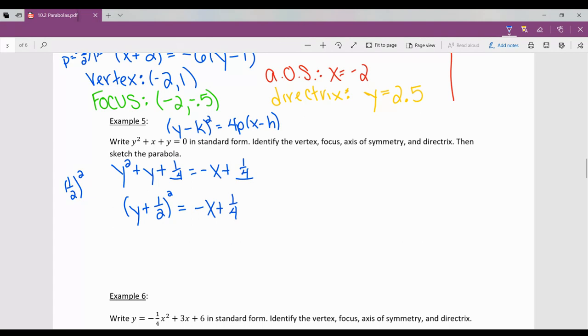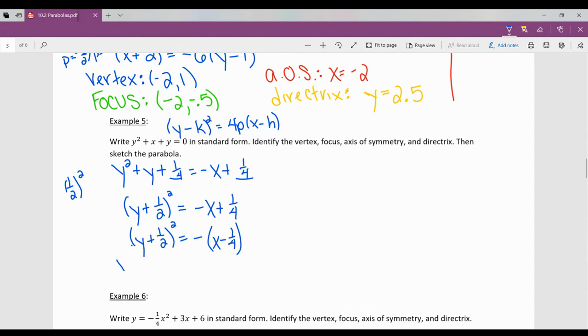All right, so now it's a little bit trickier because we got some fractions involved. I'm going to factor out that negative 1 because the x should be all by itself inside the parentheses. So we've got (y plus 1/2) squared equals negative (x minus 1/4).